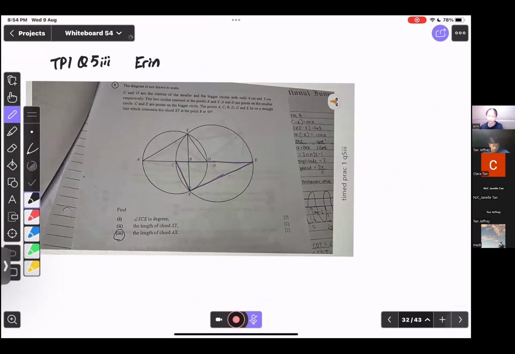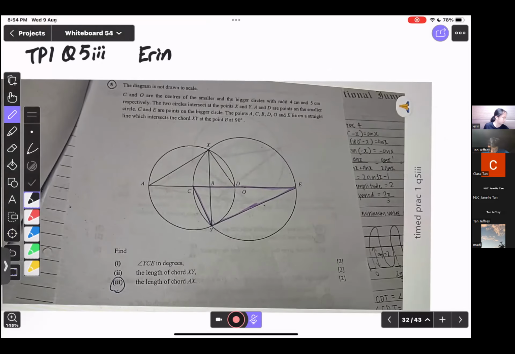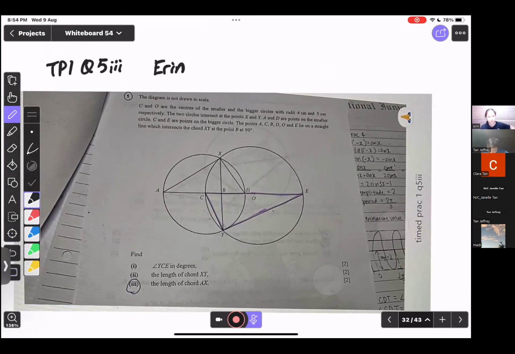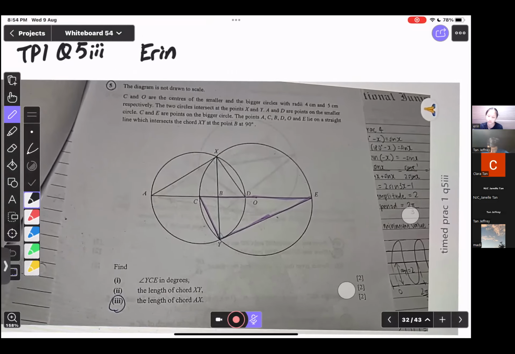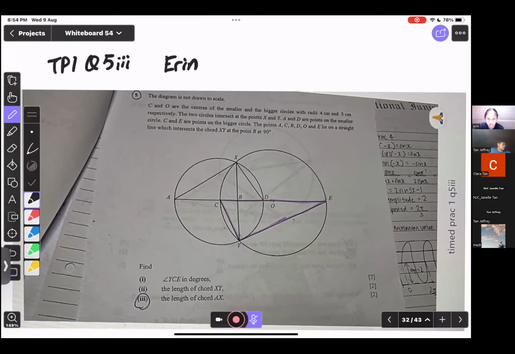Okay. So this is topic 1, prep 1, question 5, part 3. You're supposed to find the... oh my God, what question is this? Oh, this looks so hard. Wow, I hate geometry. Okay. So this one is prep 1.